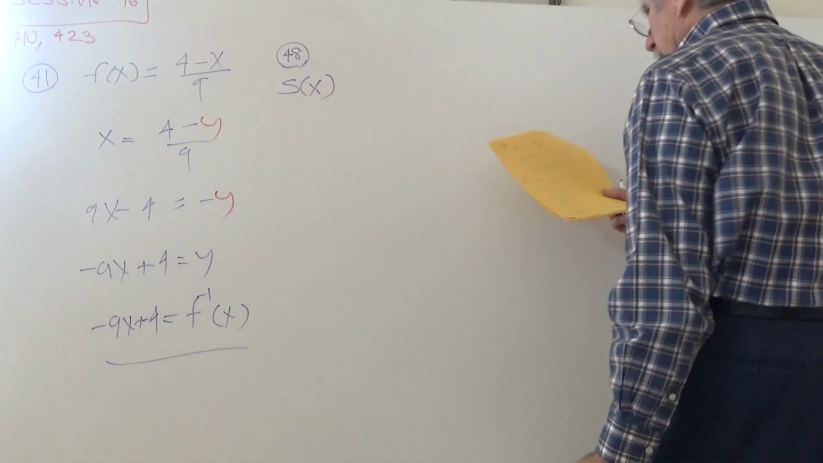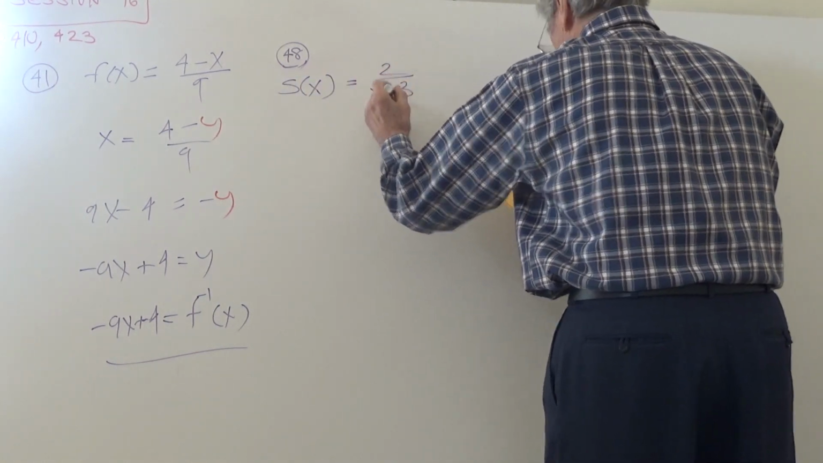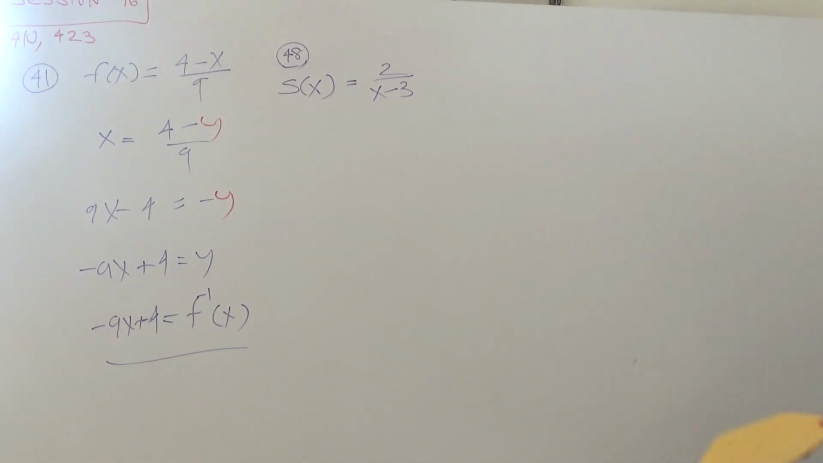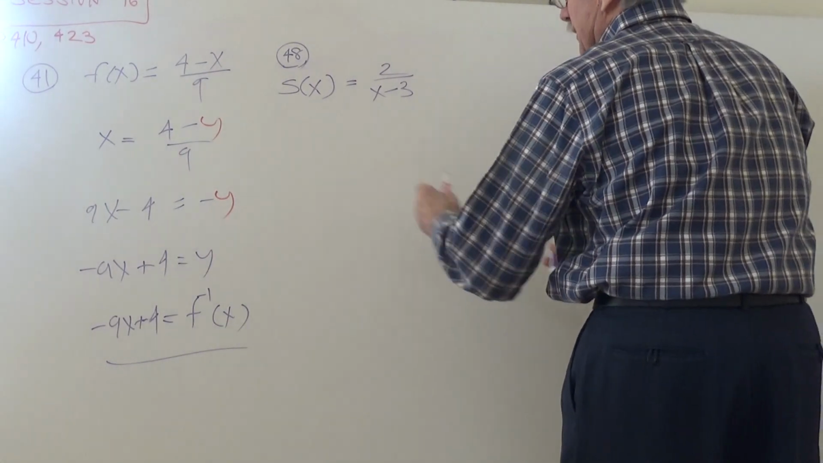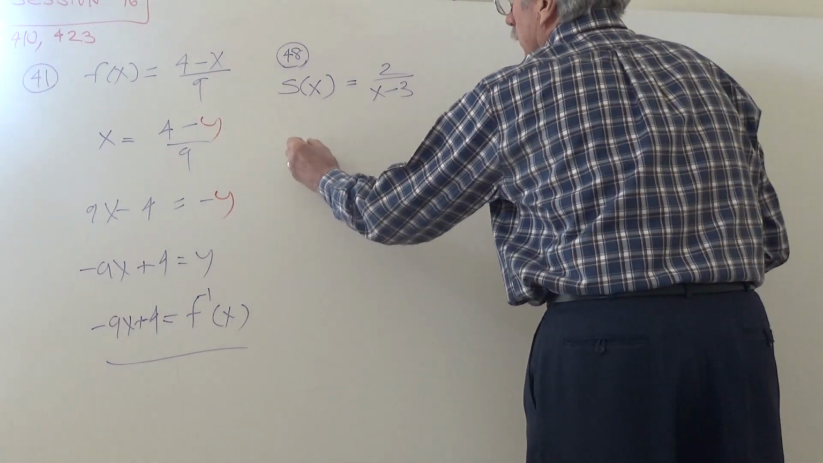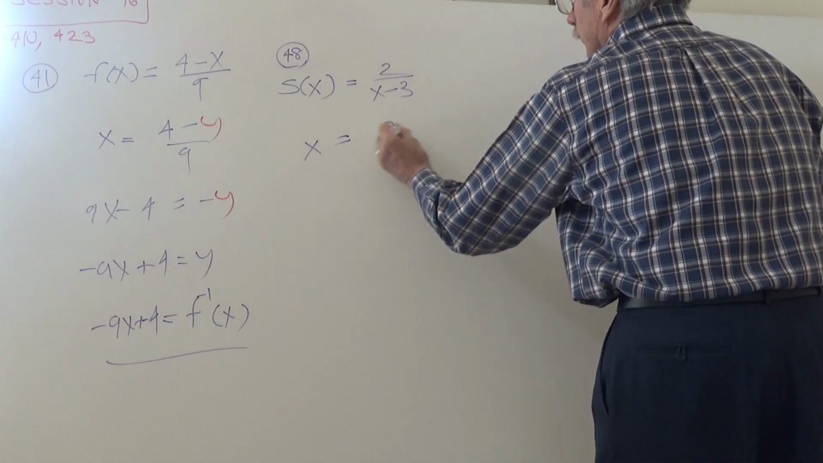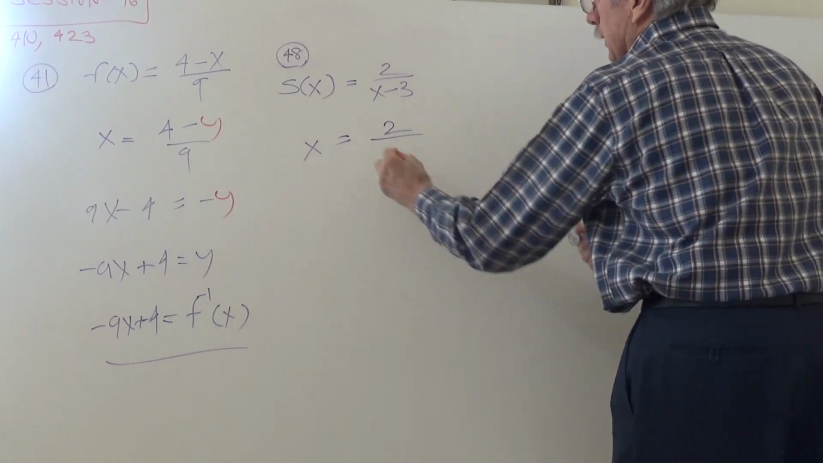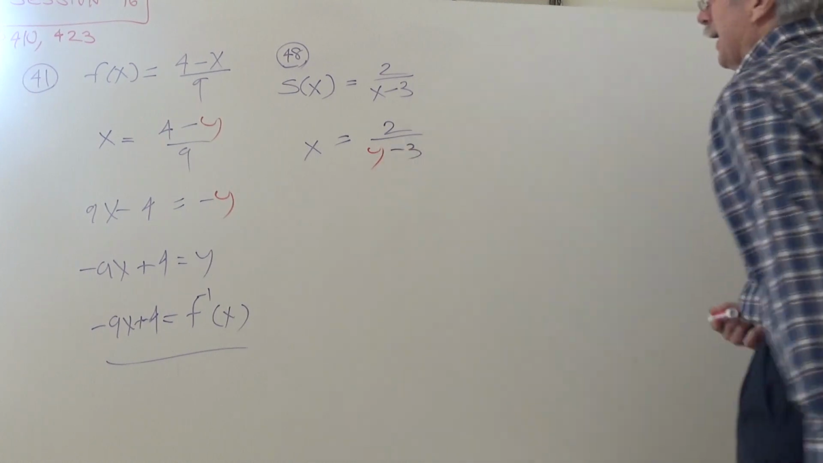48 is s of x is equal to 2 over x minus 3. And again, we'll interchange the x and the y. Instead of s of x, instead of y, we'll call that x. And that's equal to 2 over y minus 3. Those are x being changed to y minus 3.